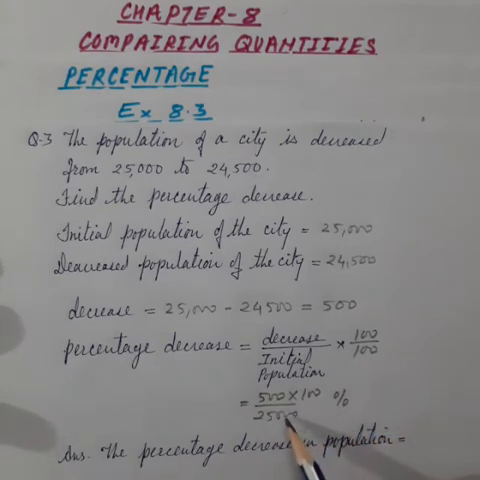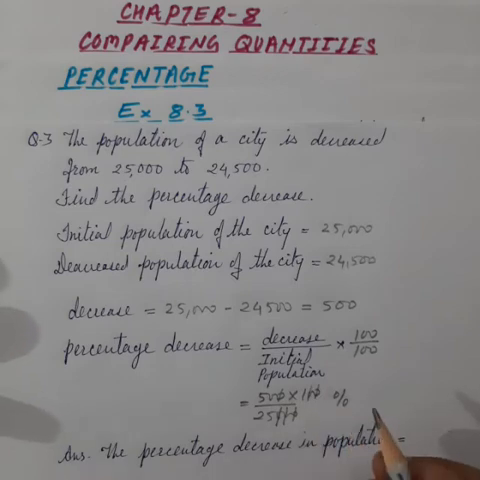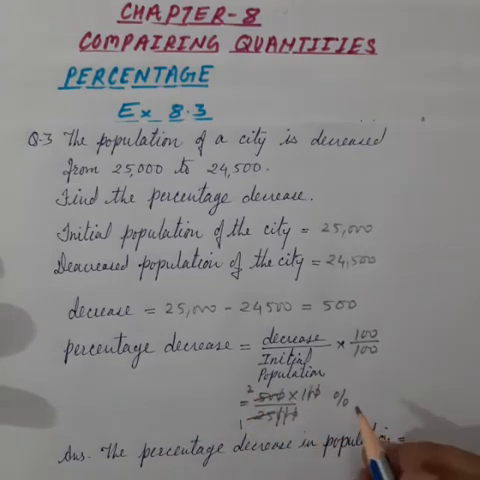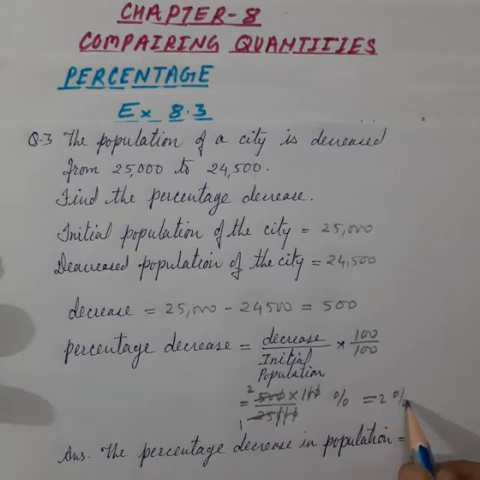Now, 1000 is a factor of both numerator and denominator. So, divide both numerator and denominator by 1000. The 3 zeros will cut with the 3 zeros in the numerator. Now 25 ones are 25 and 25 twos are 50. Only 2 is left in the numerator. So 2%. The percentage of decrease in population is 2%.